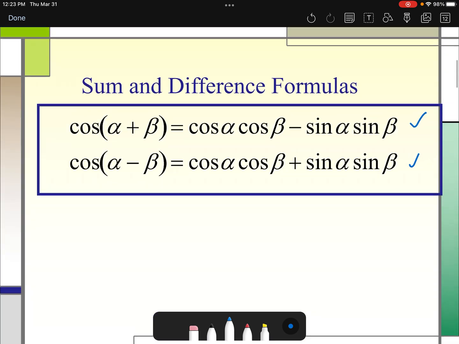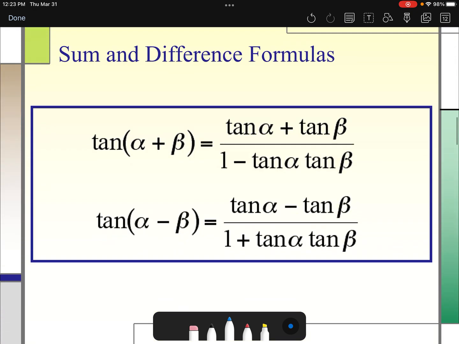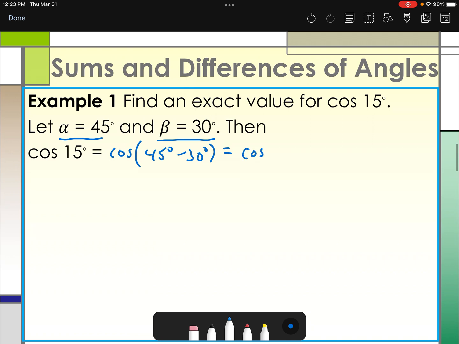So we're going to go to our cosine formula, which is this one, because it's minus. So cosine, cosine plus sine, sine. So we have cosine, cosine, cosine minus sine, sine. I screwed that up. Alpha, beta. Alpha, beta. Alpha, beta. Sorry about that. 45 and 30.